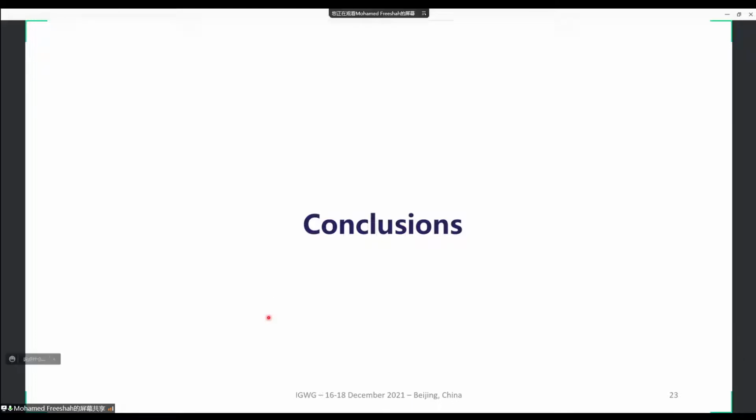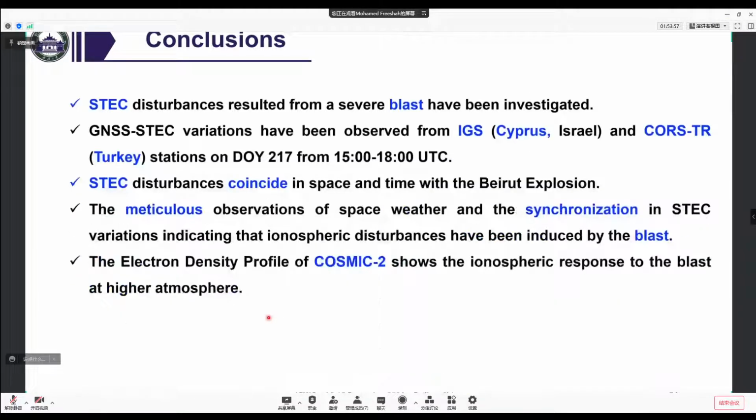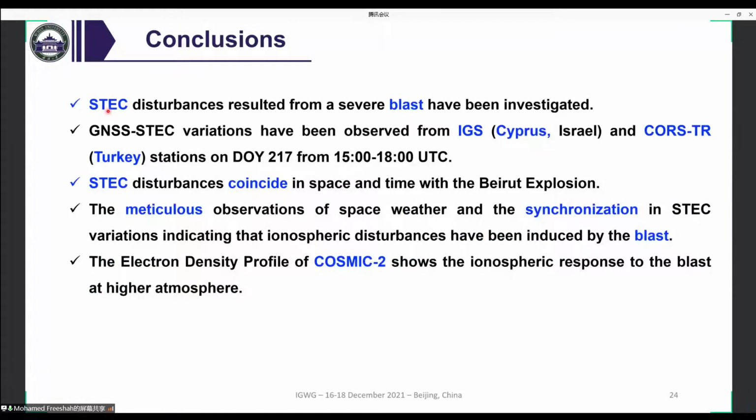The conclusion of the work: SC TEC, slant total electron content disturbance resulting from a severe blast, has been investigated. The GNSS STEC variation has been observed from IGS over Cyprus, and this is a new result. Israel was done already by Jonah and Kondo. Also, of course, Turkey, this is a new result for the north of the event. On the day of the event, 217 according to the day of the year.